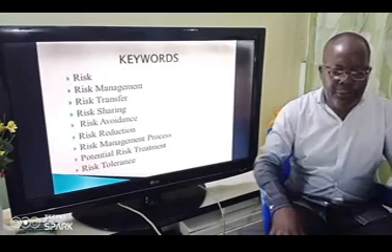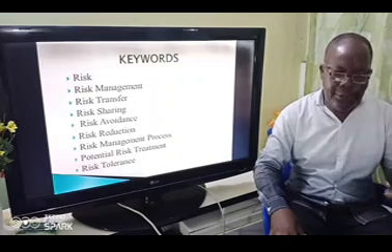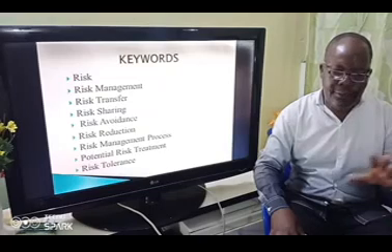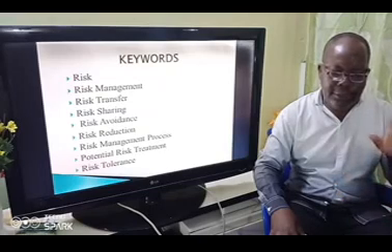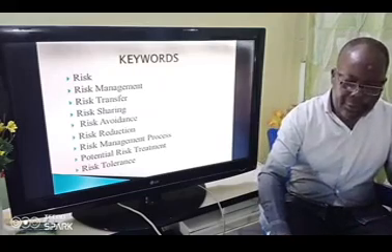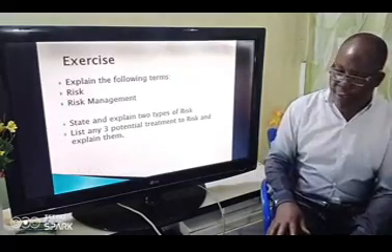Now, the key words for today's lesson are risks, risk management, risk transfer, risk sharing, risk avoidance, risk reduction, risk management process, potential risk treatment, risk tolerance, and then we also talked about the principles of risk management.